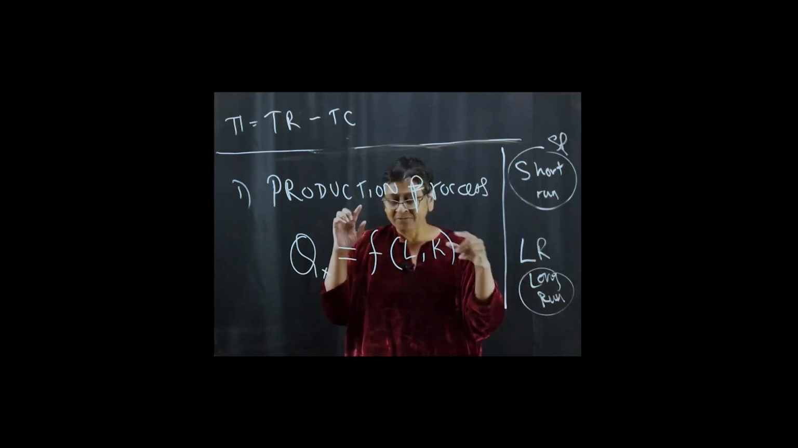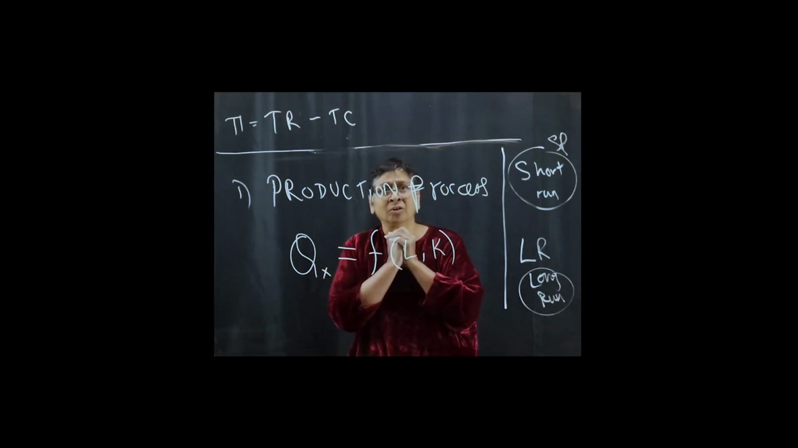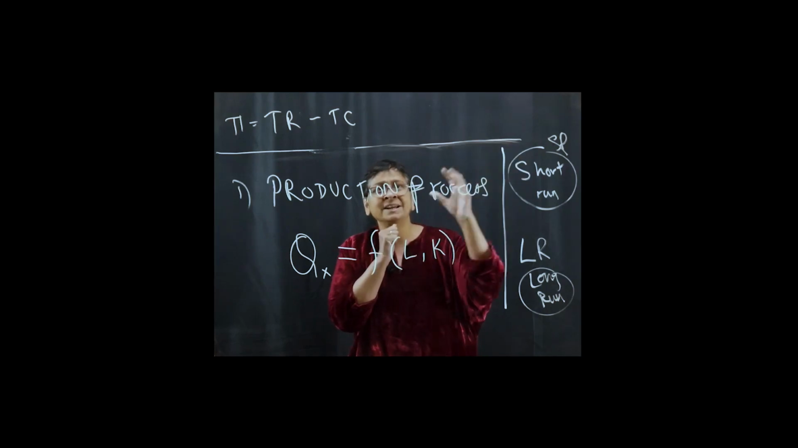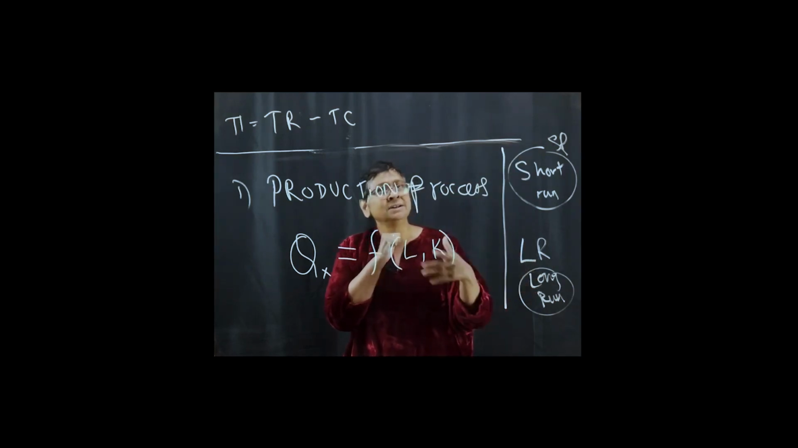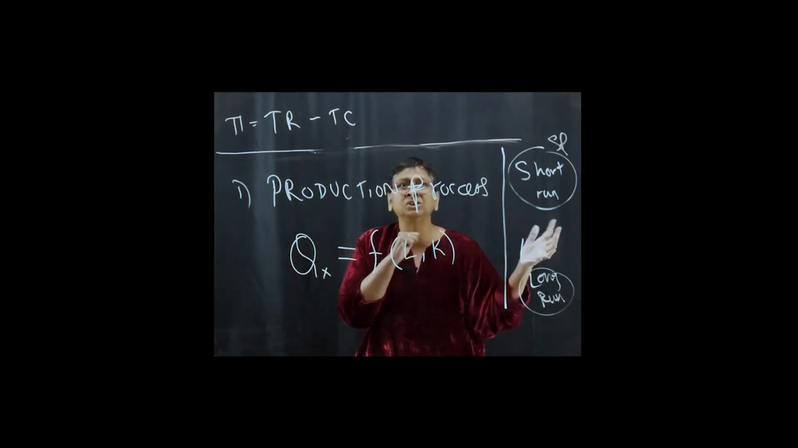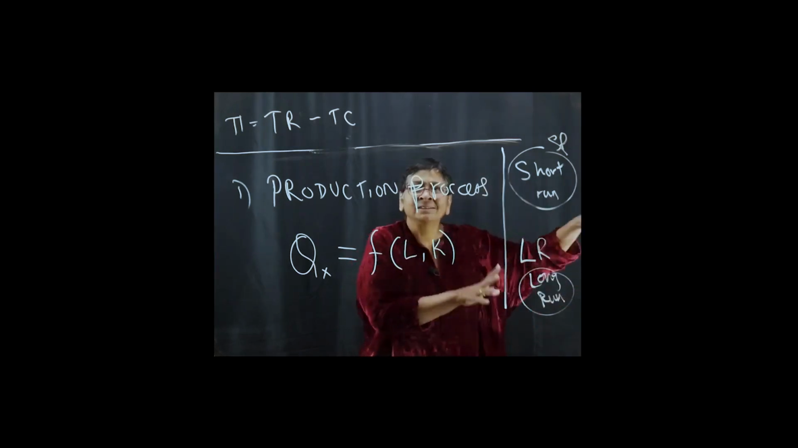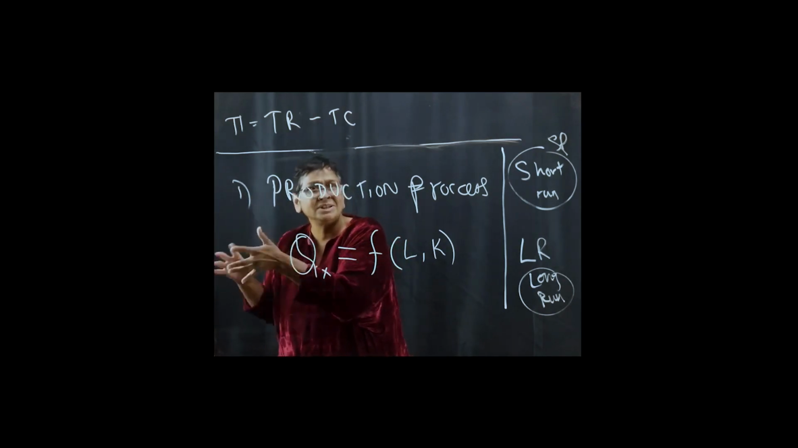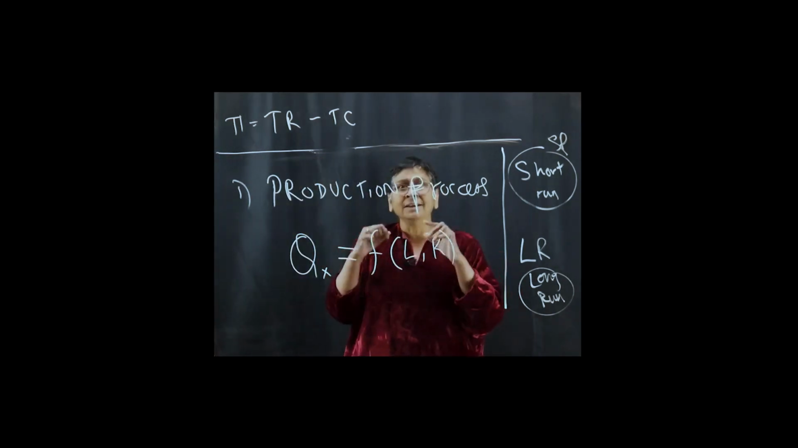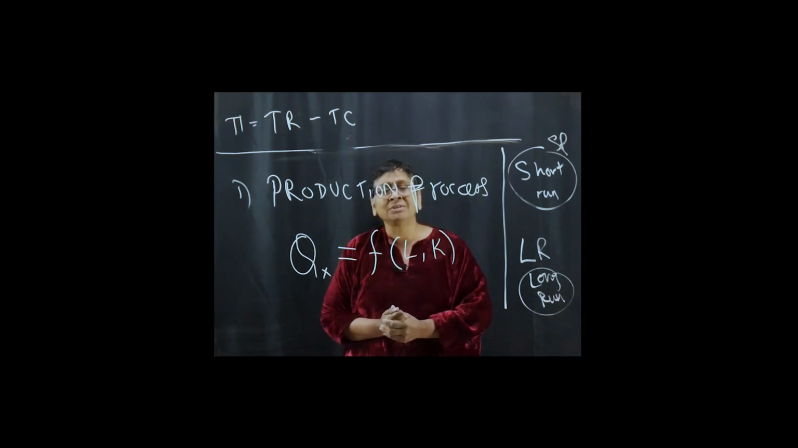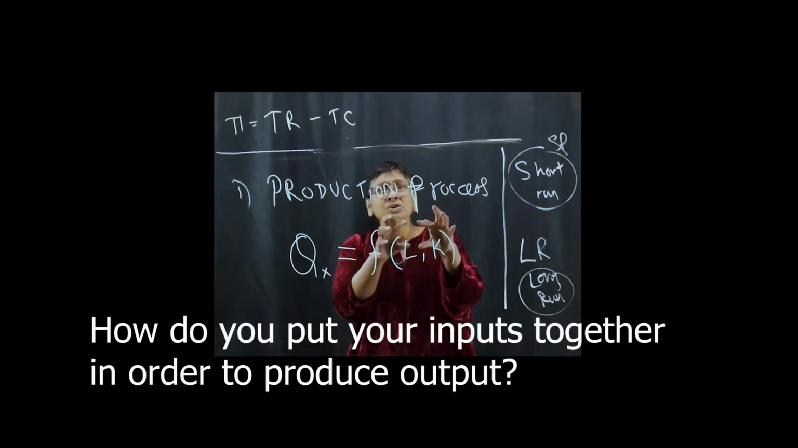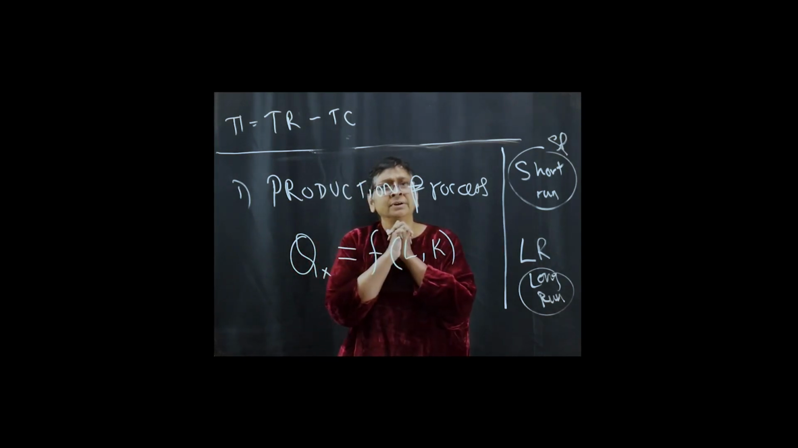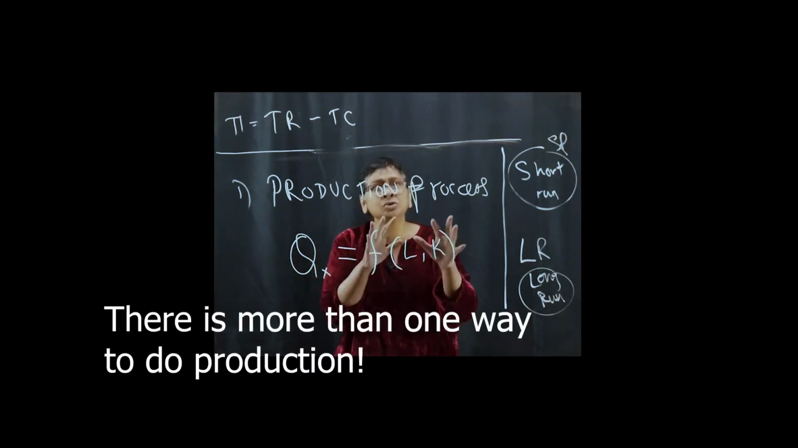So first, we have to think of whether the firm's operating in the short run or long run, right? Where in the short run, there are fixed costs and there is less entry and exit of firms. In the long run, there are no fixed costs because you are actually able to finally sell off or get out of one set of inputs and move to another place and do your new set of inputs and so on. Right? The second thing, whether it's short run or long run, you have to think about is how to put your inputs together in order to produce output. Because there is more than one way to do production.